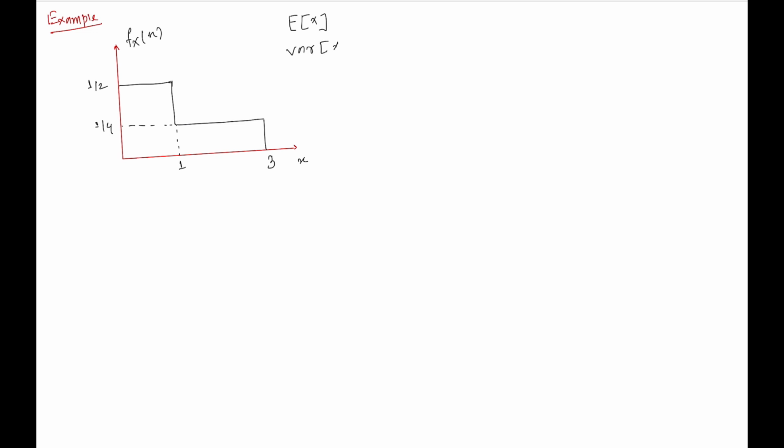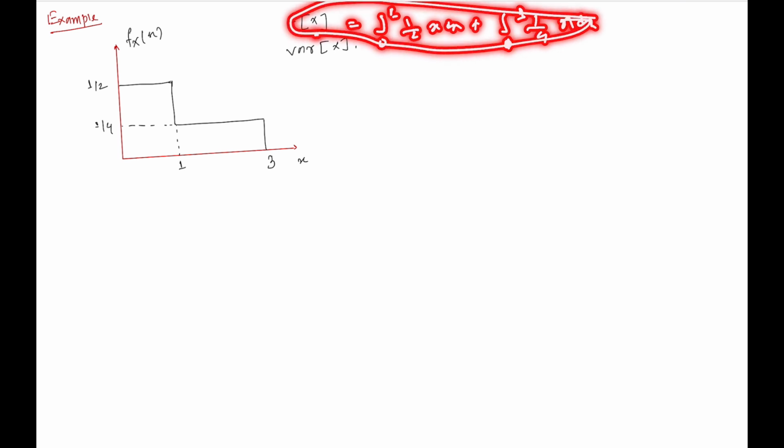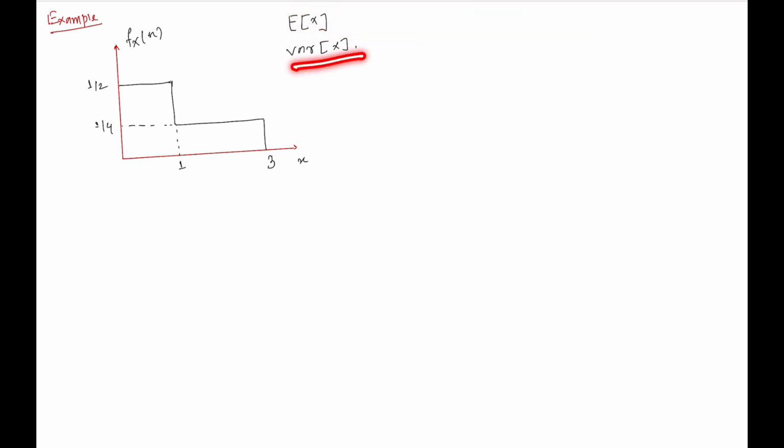For this particular example, it is very easy to find without any other kind of thinking. You can simply proceed with the formula and integrate from 0 to 1, 1 divided by 2 x dx, plus 1 to 3, 1 divided by 4 x dx, and you will have the expectation of this random variable x. As well, you can use the formula of the variance to find the variance of this random variable x, right?